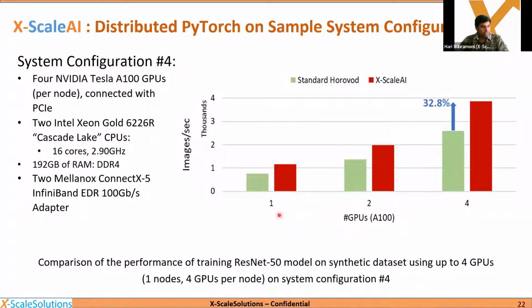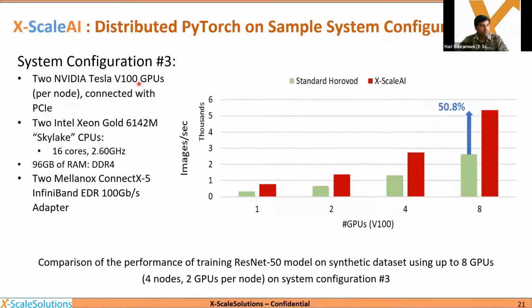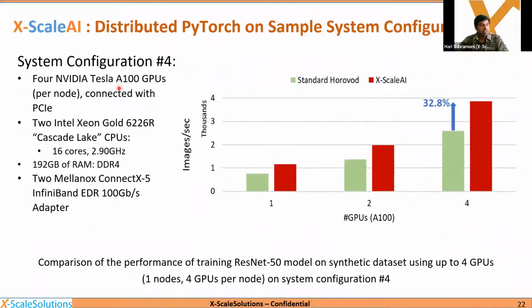This is a fourth system configuration: 1 node and 4 GPUs per node. The main difference is that in all the previous cases we were using V100s. Here it is an A100, the Ampere GPU from NVIDIA, which is much more capable. We are comparing the performance of training ResNet 50 on a synthetic data set using 4 GPUs on a single node. Even on 1 node, the use of the right software package is able to significantly improve the performance of your training operation. That's what we want to highlight here.